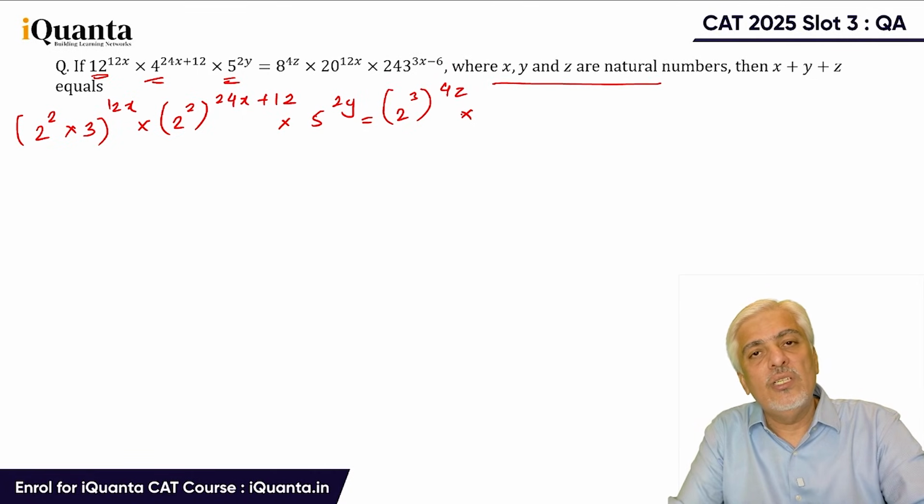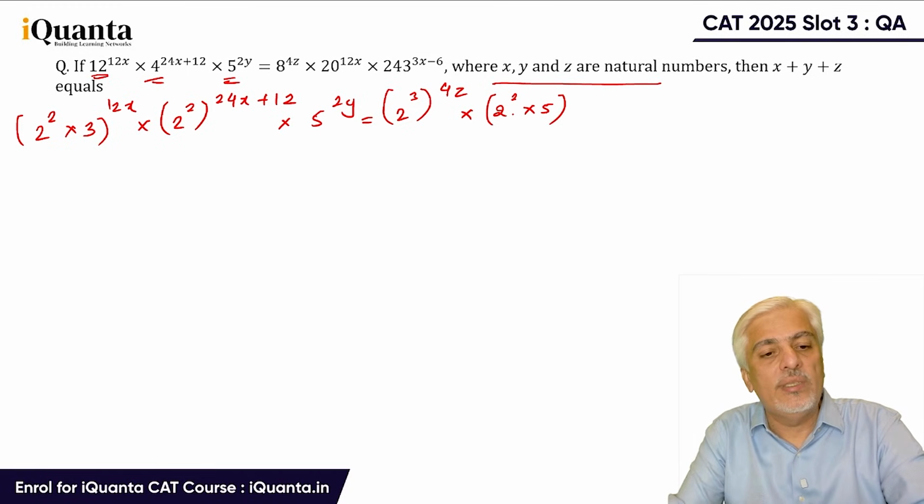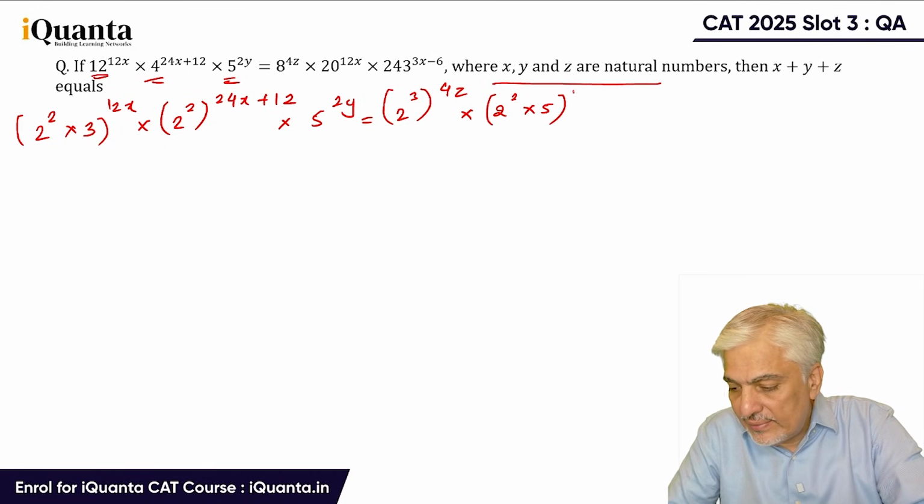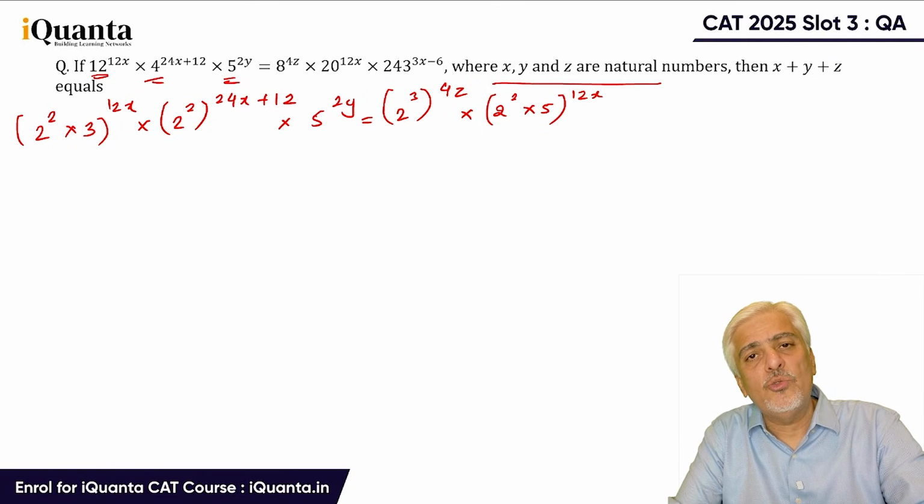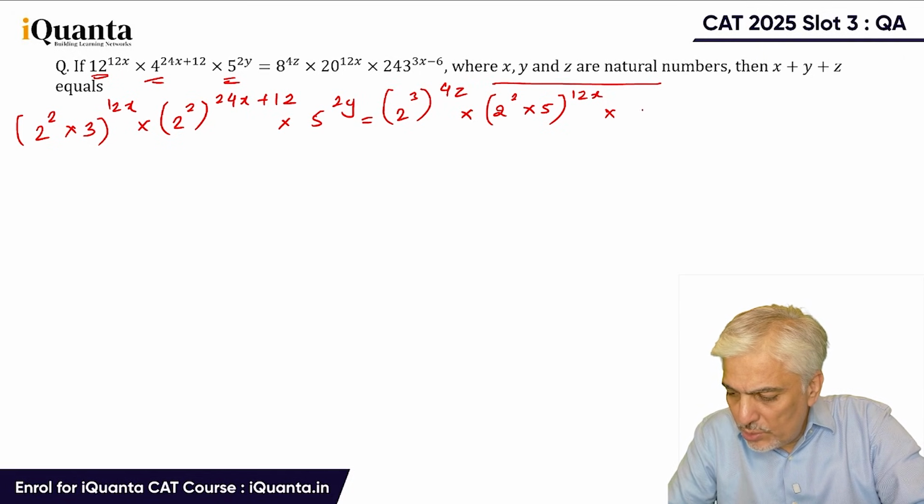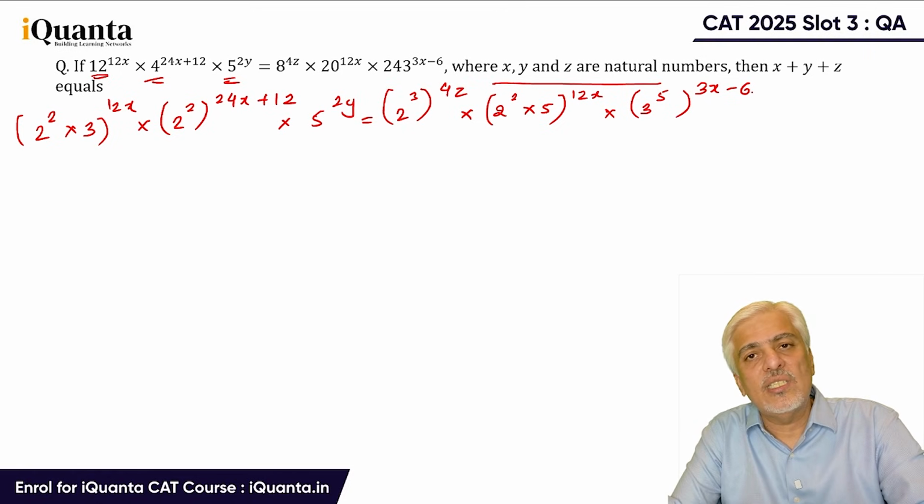multiplied by 20, which is 4 5s. So 4 is again 2 square into 5, the whole thing raised to 12x, multiplied by 243. 243 is 3 raised to 5. So 3 raised to 5, raised to 3x minus 6. Right. So these are the things we've got.